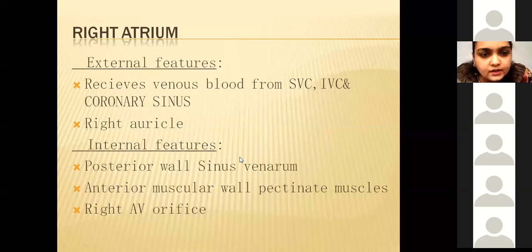Internal features: all the chambers of the heart have one smooth part and one rough part. Keep this in your mind. The rough part is always formed by muscle, and for the atrium, the muscle is called the musculi pectini. And the posterior wall is simply termed the sinus venarum. Two parts are internally present in the right atrium: the sinus venarum and the musculi pectini. Between the right atrium and right ventricle, I told you valves are present. They are simply termed the atrioventricular valve, the tricuspid valve. The right AV orifice is there.